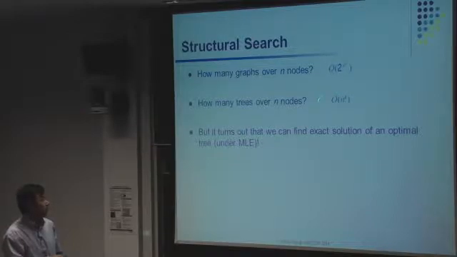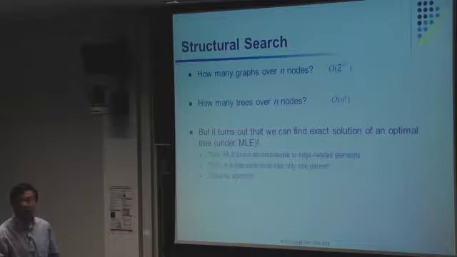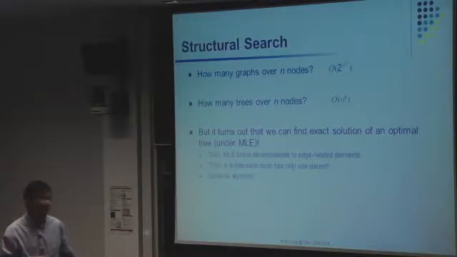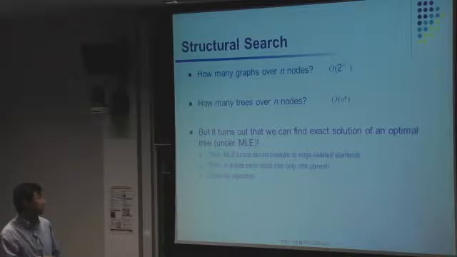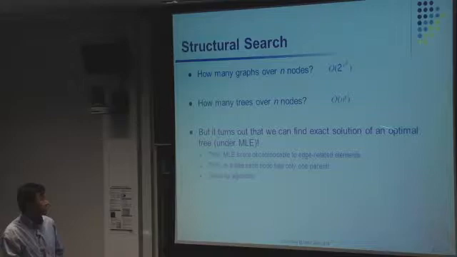But on the other hand, for this particular family of structures, there is actually a very clever algorithm invented in the 60s, which finds you the exact solution of the optimum tree under the maximum likelihood principle. And here are the insights that they make use of. I want to point out before I even present the algorithm. First of all, somehow they realized a mapping of this loss function, maximum likelihood.